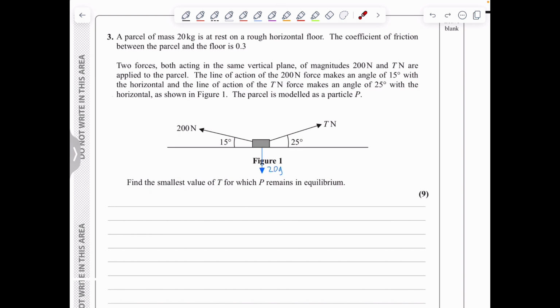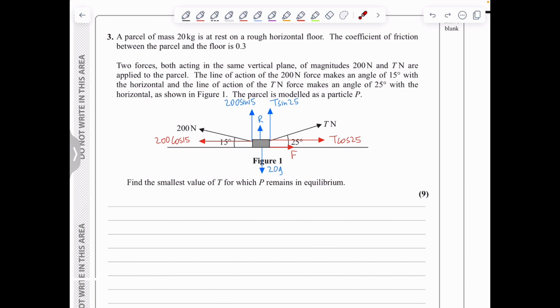Well, obviously we've got the weight of 20g, and then I will take the 200 newtons and resolve it into the horizontal and vertical components, which are 200 cos 15 and 200 sin 15 respectively. Similarly, I'll do the same for T newtons, which is T cos 25 to the right and T sin 25 upwards. Obviously, there is a reaction force acting upwards, and since we are told to find the smallest value of T for which P remains in equilibrium, if T is as small as possible, then the parcel P is about to go to the left, and therefore we've got friction acting to the right, and this friction is attaining its maximum value.